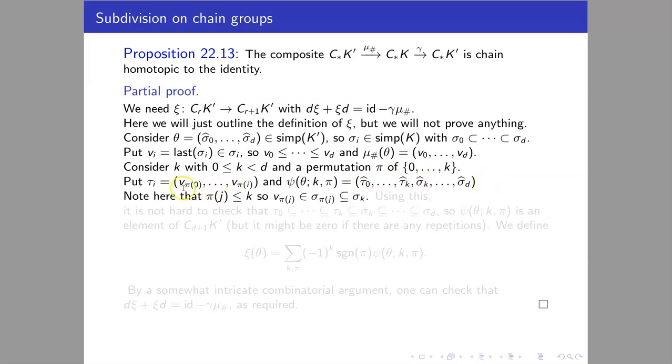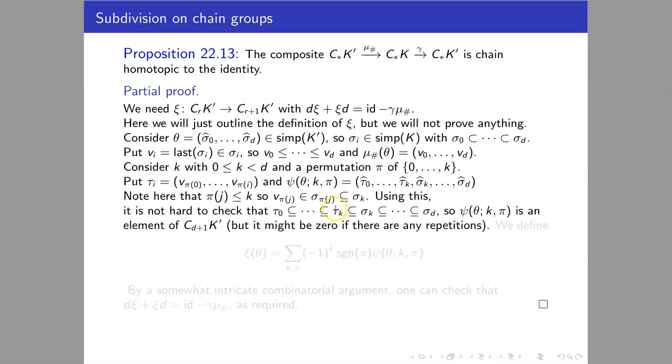Okay. So notice pi is a permutation of 0 up to k, so all these elements pi j are in the set 0 up to k, they're less than or equal to k, in other words. And v pi j is an element of sigma pi j, it's the last element of sigma pi j. But sigma pi j is a subset of sigma k, because pi j is less than or equal to k. So all these v pi j's lie in sigma k. And in particular, that tells us that this tau k is contained in sigma k.